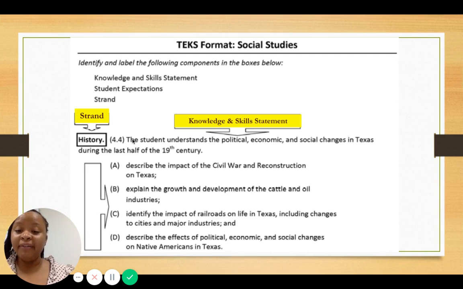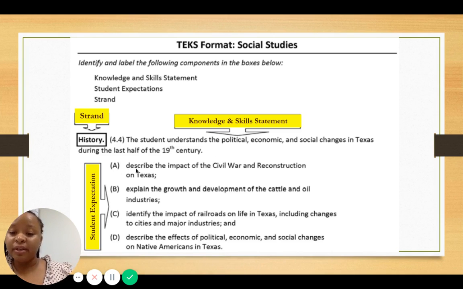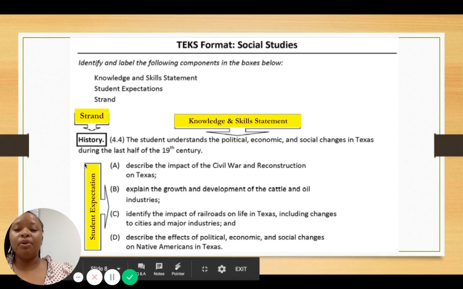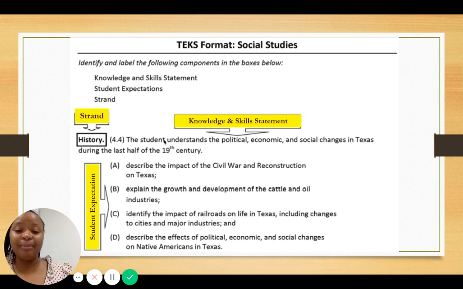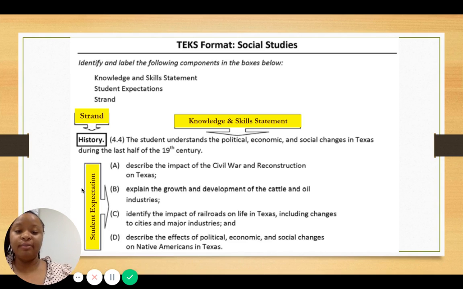The last half of the 19th century implies 50 years. So I need to know, as a teacher, I need you to be more specific, state. What do you want me to focus on? And that's when we bring in our SEs, our student expectations. And this breaks it down a little bit more. Okay, what are we focusing on? The student needs to describe the impact of the Civil War and Reconstruction on Texas and so forth. So we go from the most broad. We're talking about history. What part of history? We're talking about this part. What specifically within that part? We're talking about this part. Broad to the most specific.